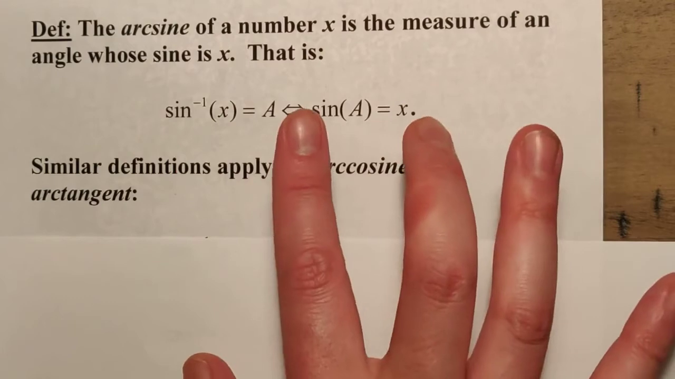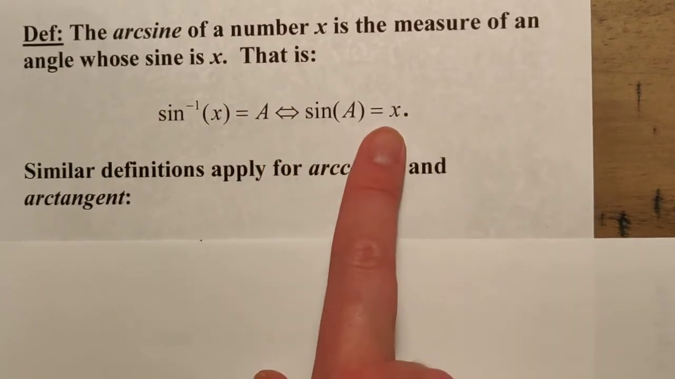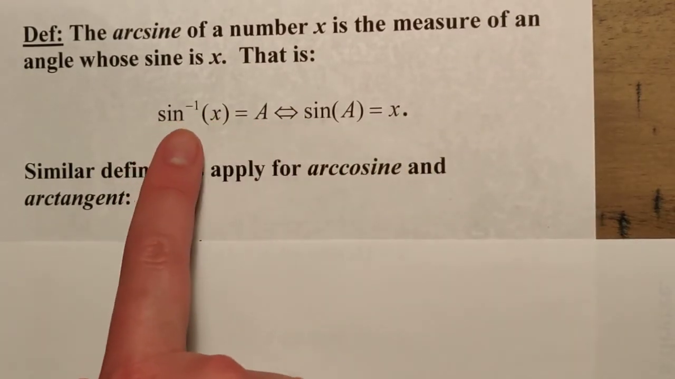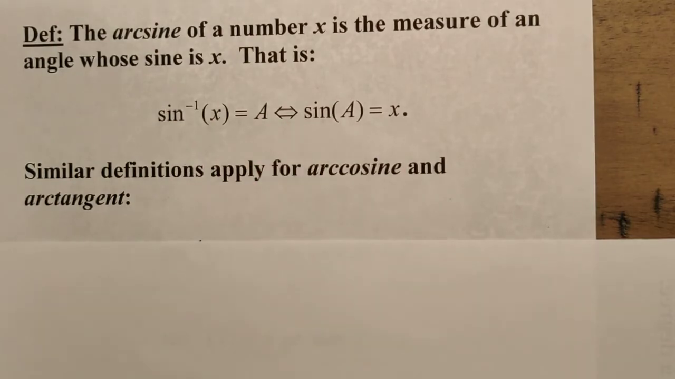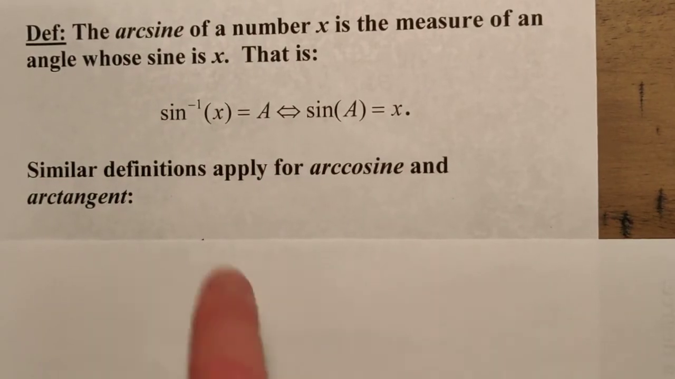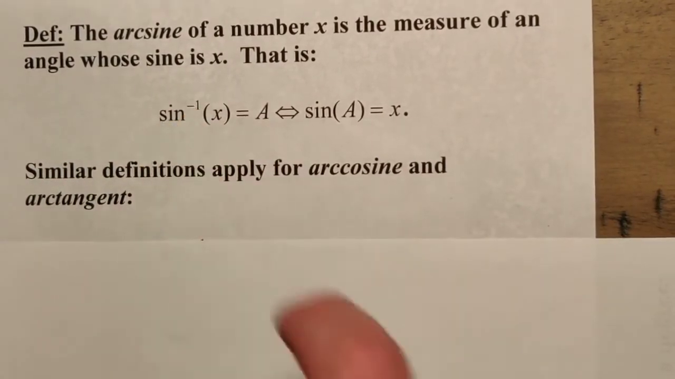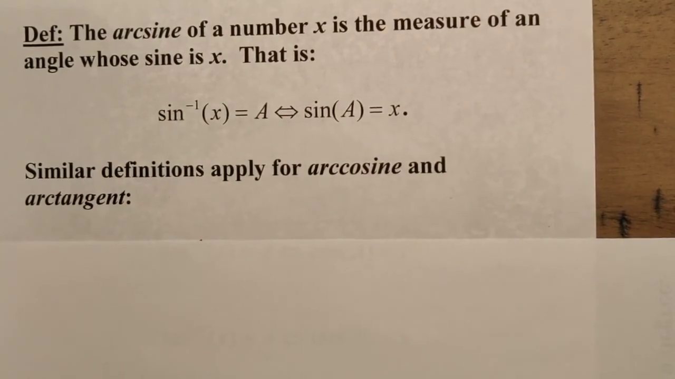So in this situation, we can start off with the sine of an angle a is equal to x here. That is logically equivalent to saying the arc sine of x is equal to a. Now, you'll note there's a -1 here. This -1 does not represent an exponent. This does not mean raise sine of x to the negative first power. That's a completely different thing here. This is just a symbol that we're using to represent that it goes with sine, and it kind of undoes sine here.